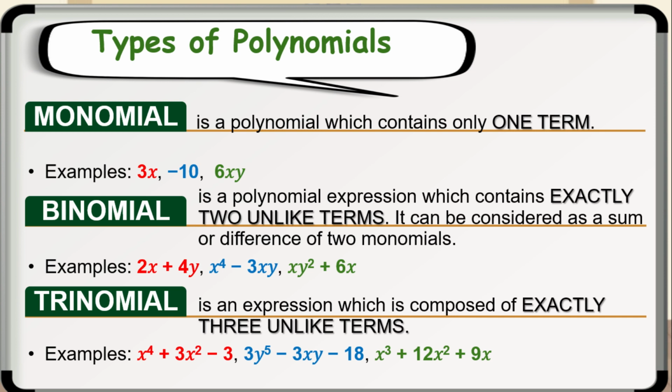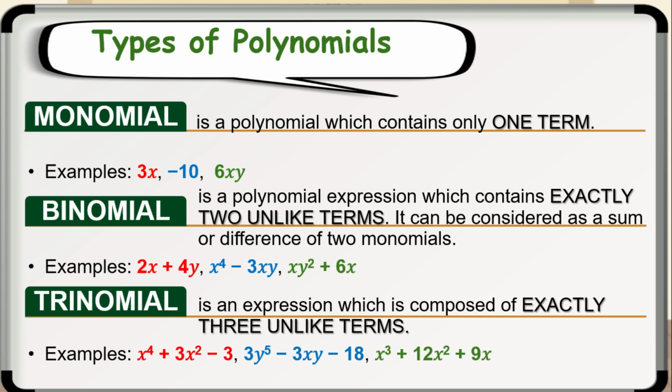A binomial is a polynomial expression which contains exactly two unlike terms. It can be considered as a sum or difference of two monomials. Examples: 2x plus 4y, x raised to 4 minus 3xy, and xy squared plus 6x.